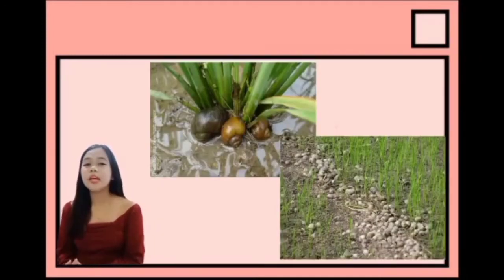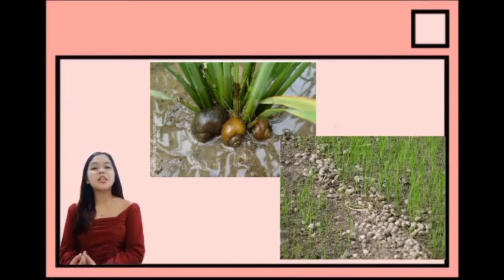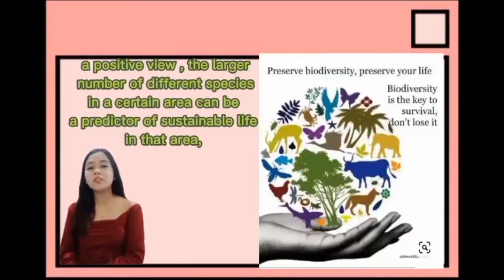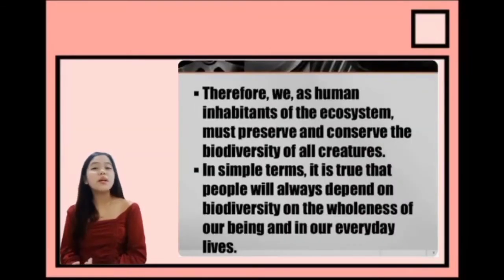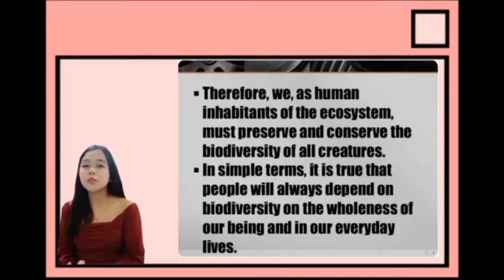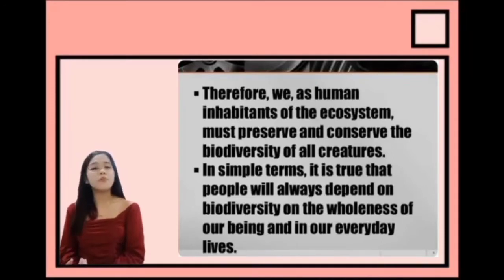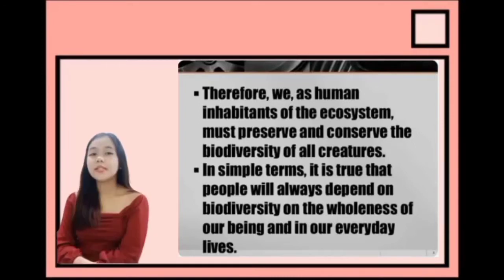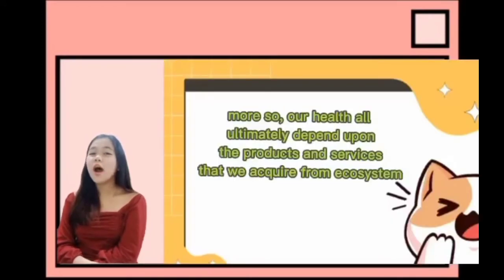For example, a large number of golden snail in a certain area of rice field. On a positive view, the larger number of different species in a certain area can be a predictor of sustainable life in that area. Therefore, we as human inhabitants of the ecosystem must preserve and conserve the biodiversity of all creatures. In simple terms, it is true that people will always depend on biodiversity on the wellness of our being and in our everyday lives. More so, our health all ultimately depend upon the products and services that we acquire from ecosystem.